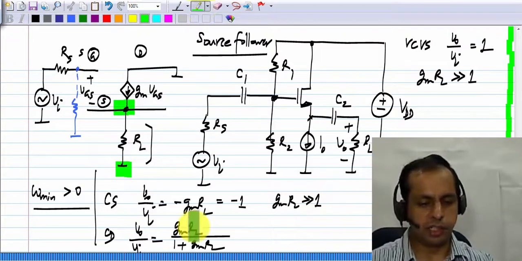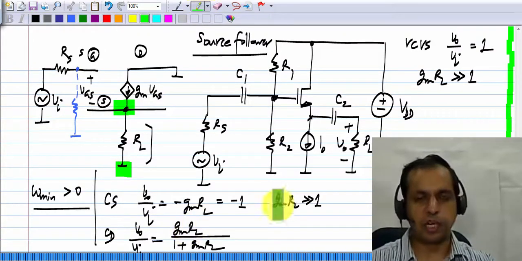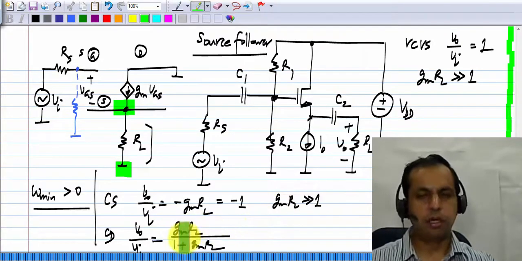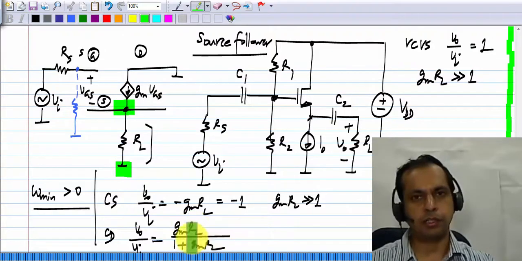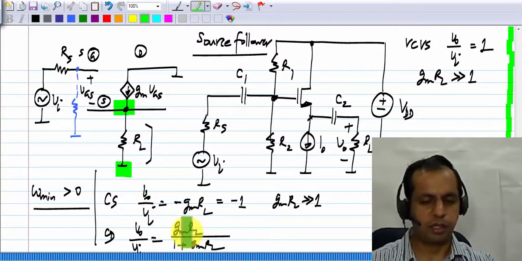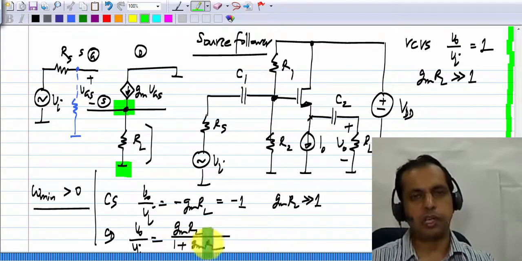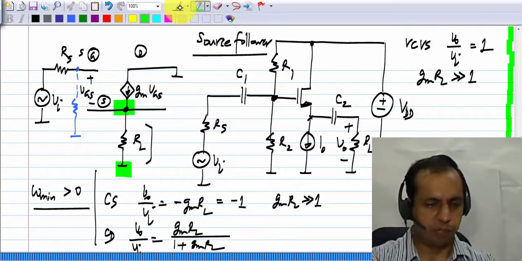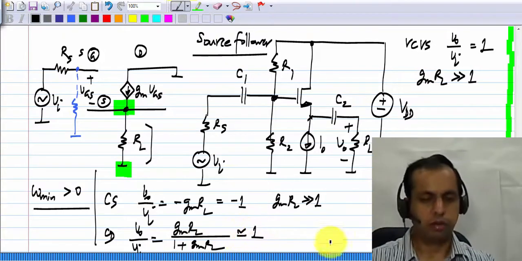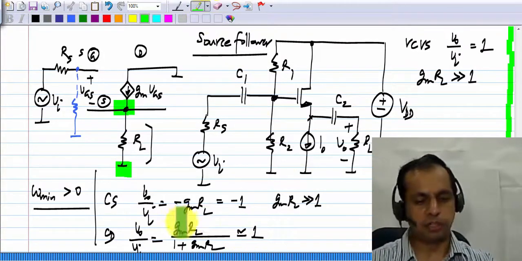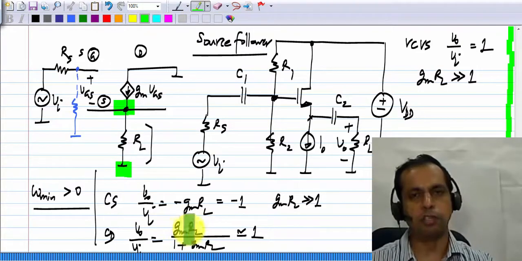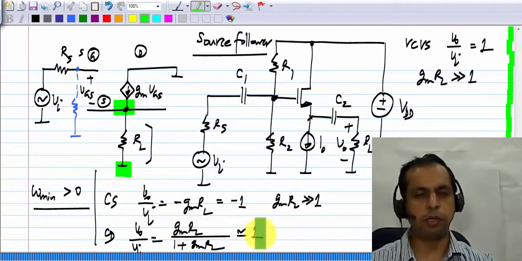Now clearly you can see that if RL changes a little bit, as long as you satisfy this condition, the gain will be 1. Okay, the gain will be close to 1. The exact value of RL doesn't matter. If GMRL is much more than 1, in the denominator 1 is negligible compared to GMRL, and this gain will be close to 1. Also, if because of temperature and so on, if GM changes a little bit, again nothing happens, because the GMRL product will still be much more than 1 and the gain will be close to 1.